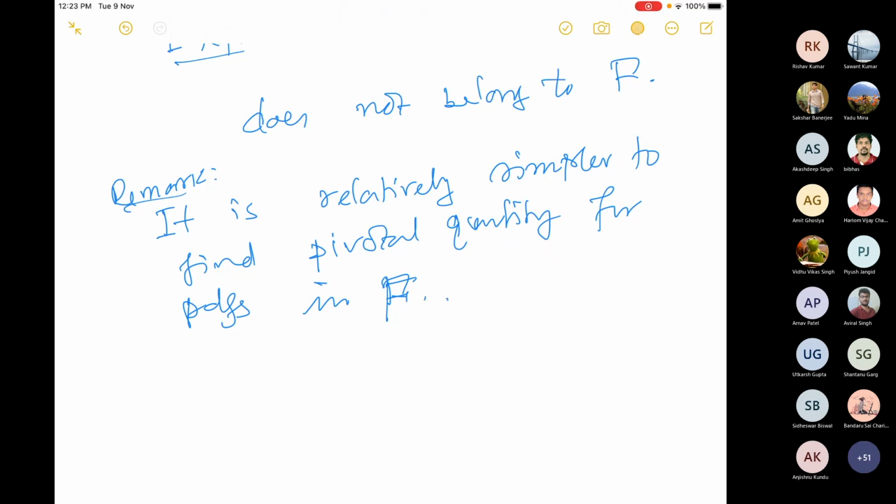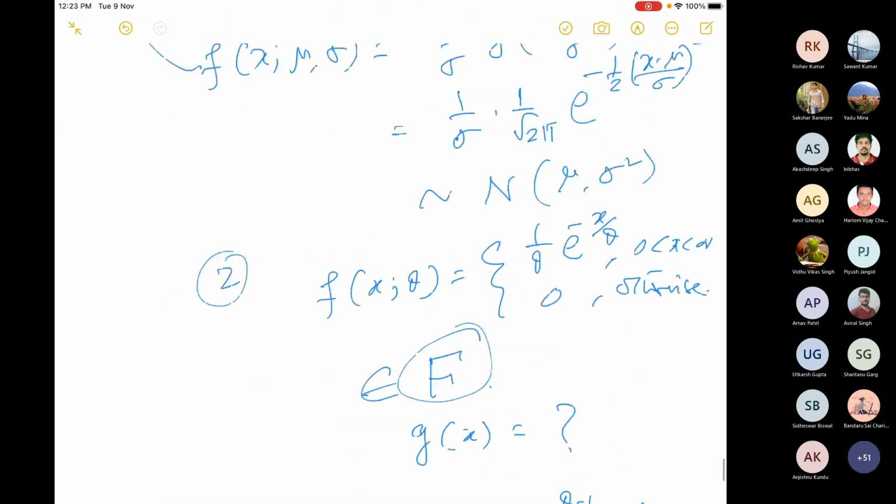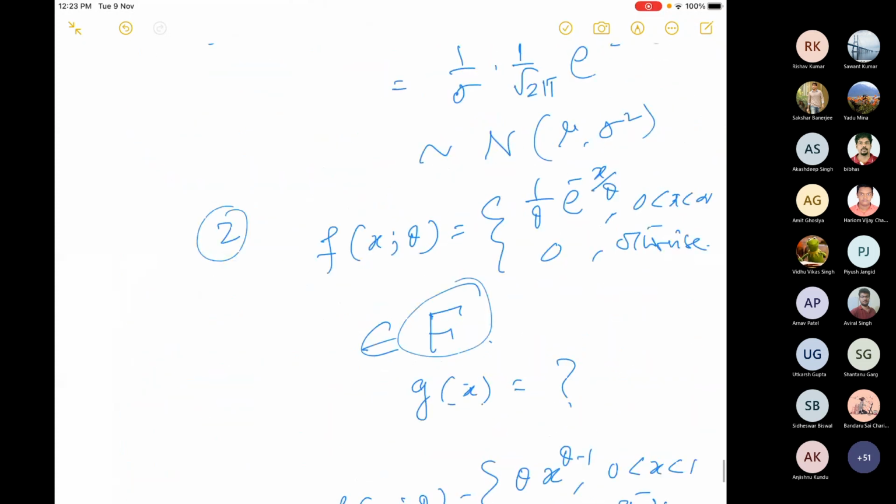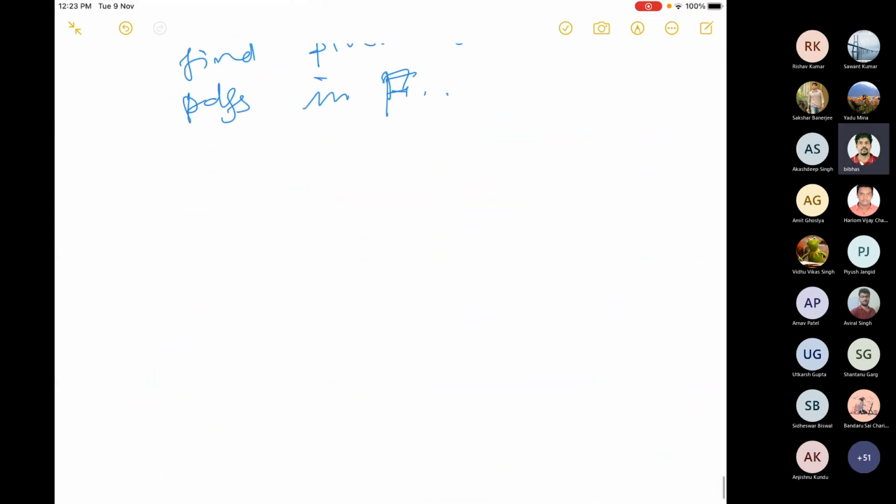There are a lot of theorems, but I will not prove all those theorems. But I'll just say what the estimators are for the two parameters mu and sigma square, or sigma, which are in this family. So if your PDF is in this family, the question will be, what is the estimator for mu and what is the estimator for sigma? Now, this is my theorem, but I will not prove it.